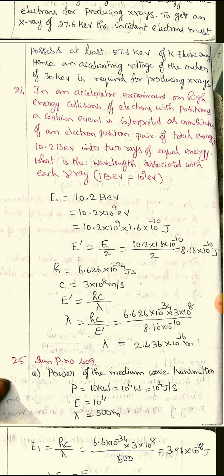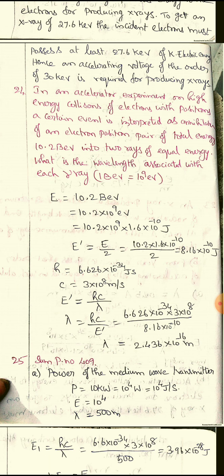So E is equal to 10.2 BeV. Converting it into electron volt, multiply with 10 to the power of 9, so you will get 10.2 into 10 to the power of 9. If you want to convert it into joule, you have to multiply with 1.6 into 10 to the power of minus 19. Then E dash is equal to E by 2. Dividing, you will get the answer as 8.16 into 10 to the power of minus 10 joules. Next, the h value and c value we know. The formula will be E dash is equal to hc by lambda.